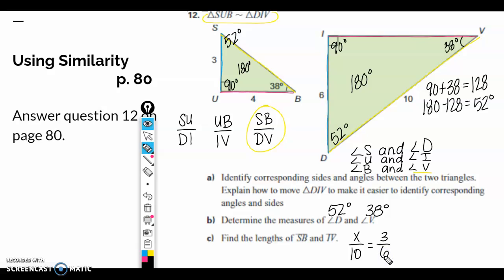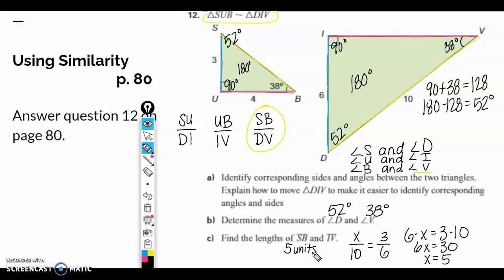Now we can solve this by finding the cross product. That is one method. 6 times x equals 3 times 10. 6x equals 30, which means that our missing side length is 5 units. So side FB is 5 units.